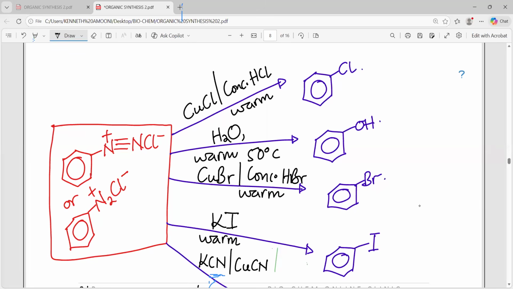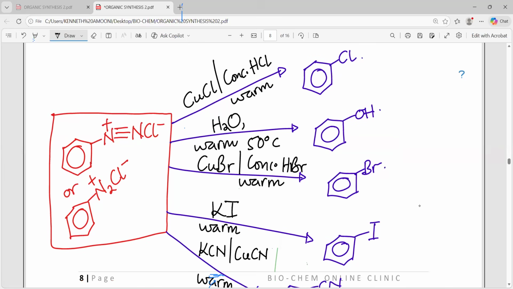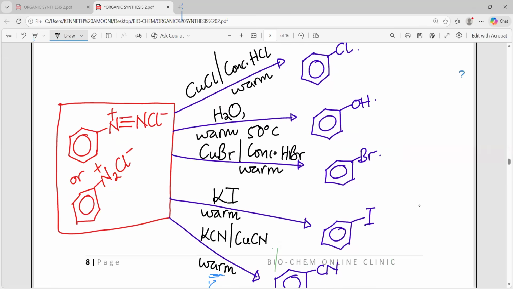So this is how important benzene diazonium chloride is when you're carrying out organic synthesis. It is something which is very key when doing organic synthesis. And then from this, you can come up with very many other compounds in organic chemistry.